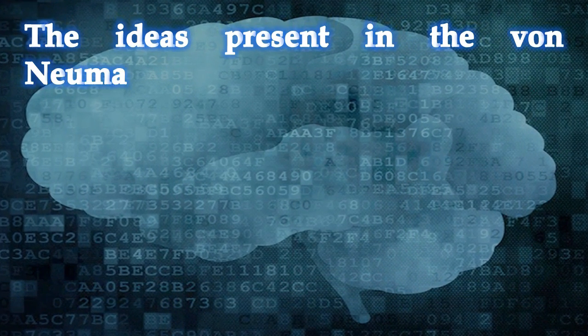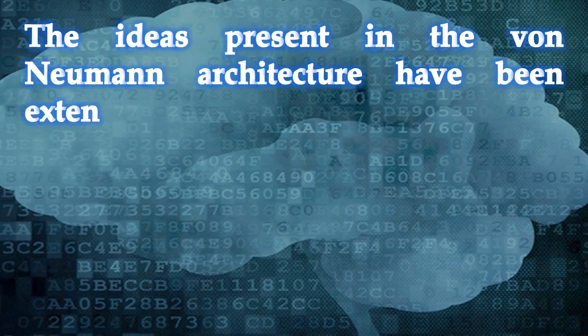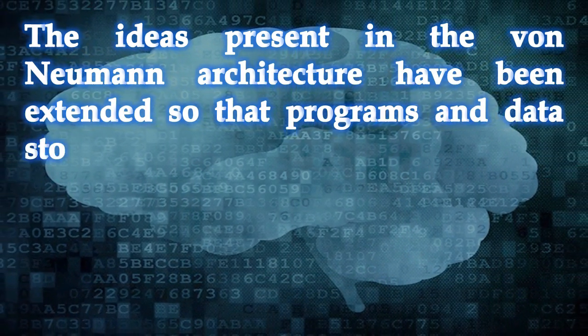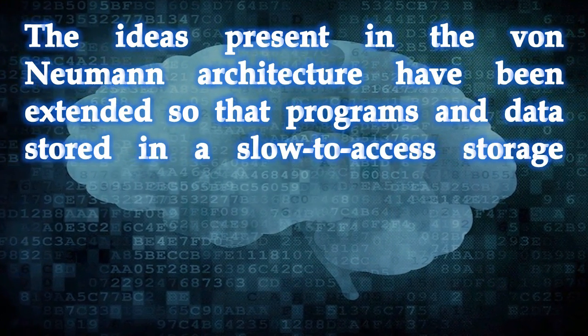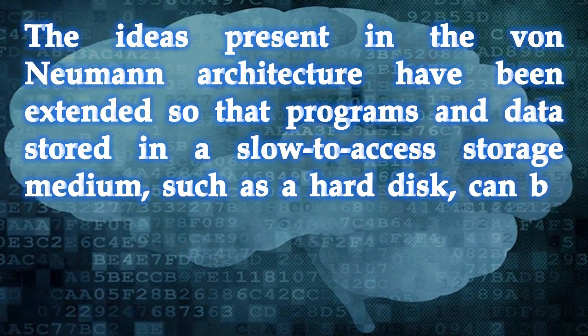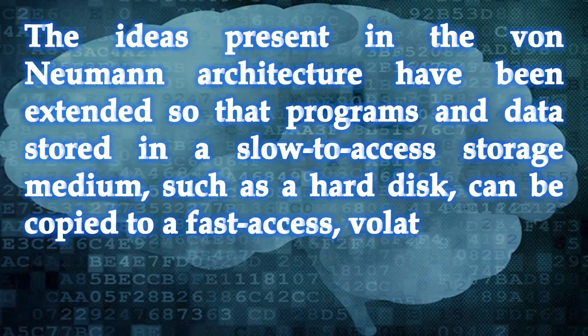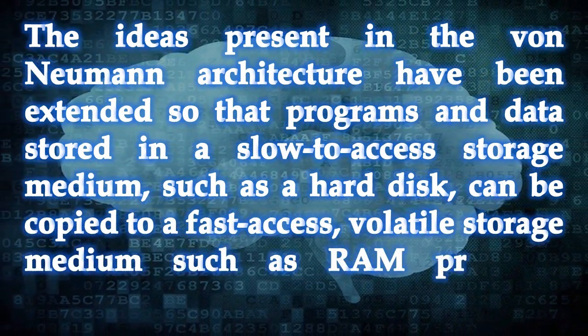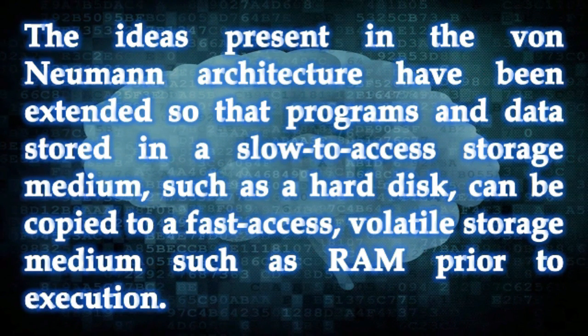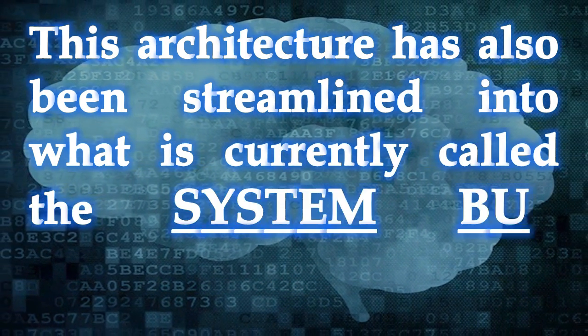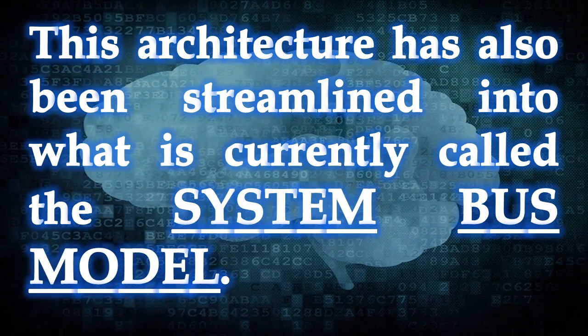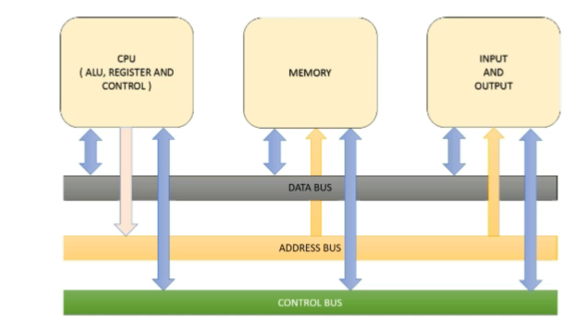The ideas present in the von Neumann architecture have been extended so that programs and data stored in a slow-to-access storage medium, such as a hard disk, can be copied to a fast-access, volatile storage medium such as the random access memory prior to execution. This architecture has also been streamlined into what is currently called the System Bus model. This is the modified von Neumann architecture.